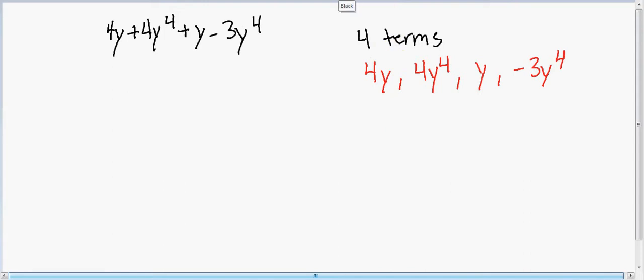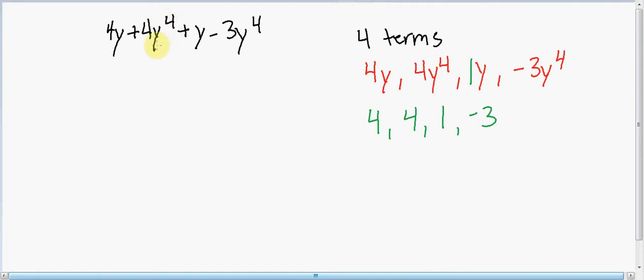The coefficients, if I wanted to list my coefficients, would be the numbers in front of the variables. So I'd have 4, 4, there's a 1 in front of this y right there, and a negative 3. If I wanted you to list constants, there wouldn't be any, because constants are numbers that are all by themselves without a variable behind them. So I don't have any constants, and the last thing I'd ask you to do is to combine like terms. So we're going to do that right now.